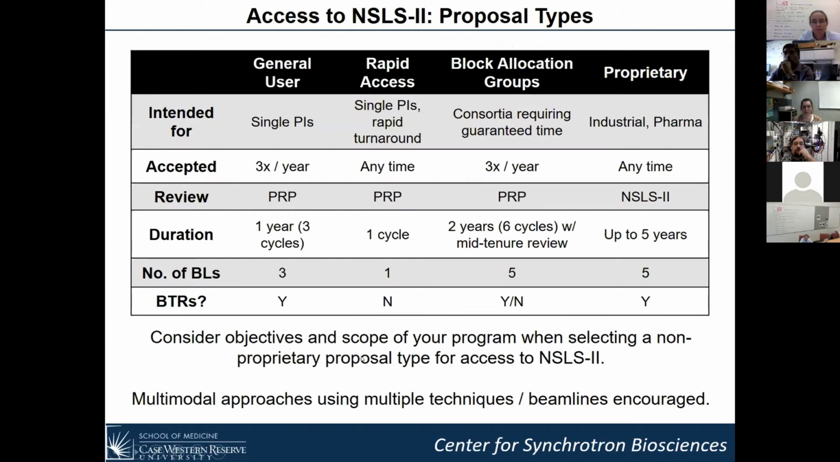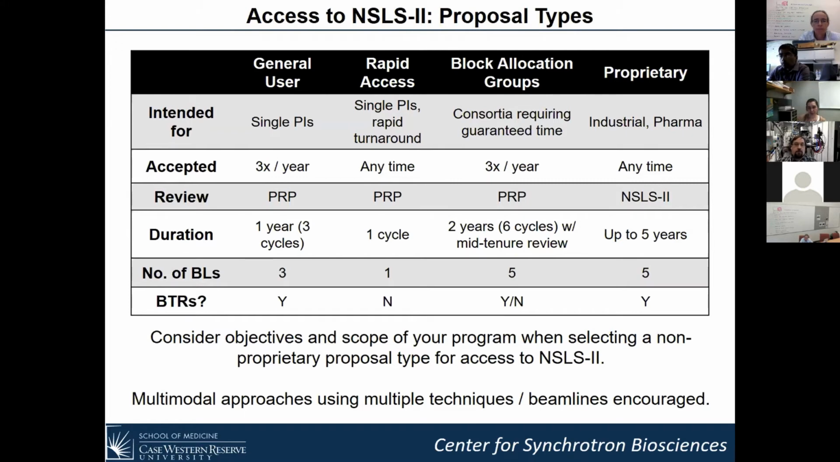So, proposal types. We have quite a few different types of proposals. I'll be happy to discuss specifics of what works for everyone, but just to highlight a few things. The standard general user proposals are accepted 3 times a year and they last for 1 year. You can request up to 3 beam lines on a single general user proposal. So you can propose, for example, a study that would combine solution scattering and footprinting and maybe crystallography in a single proposal.